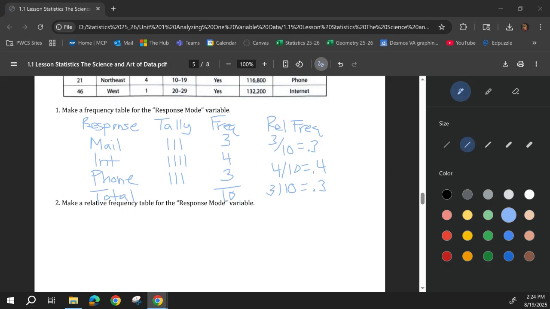This was a little simpler. We had less data. We only had 10 data points. And so we had 3 mail, 4 internet, and 3 phone. We can see the frequencies counted up and tallied, and then we can see them relative to the total number of data points, which was just 10. So 30% mail in, 40% internet, and 30% phone. This is not very interesting data because there are not very many data points. The more data points we have, the more interesting it becomes, and we'll talk more about that through the year. All of these responses were pretty close in the relative frequency.